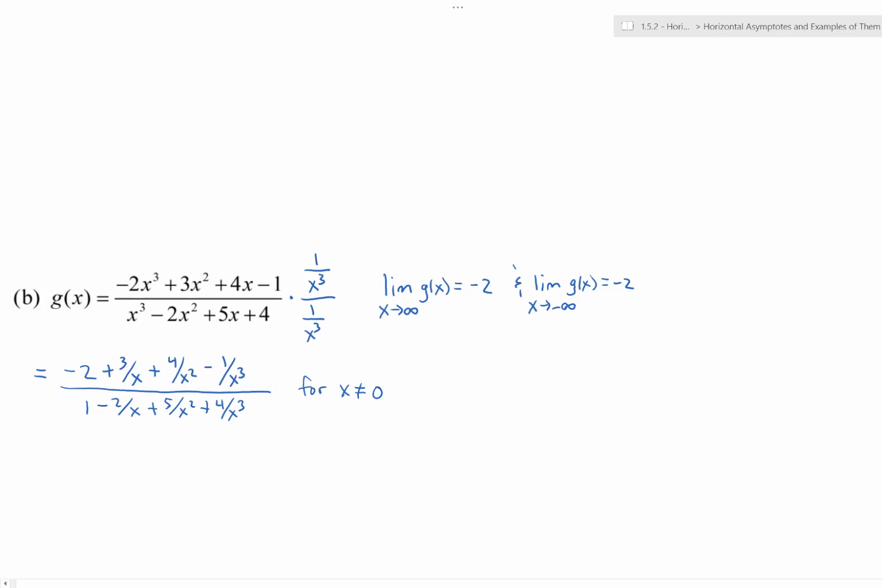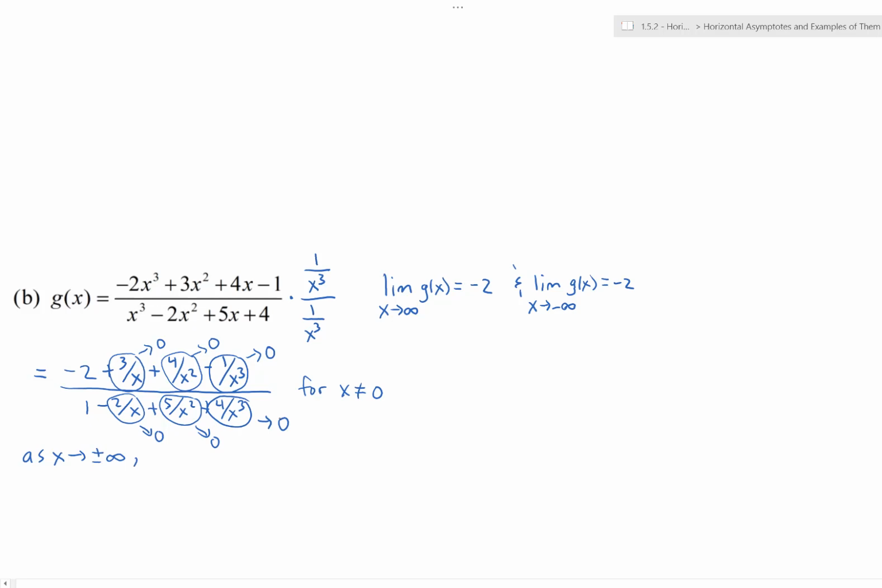And then I could take the limit. So notice now, as x goes to infinity or negative infinity, what's going to happen to this new form? Well, notice that any of those terms that has an x power in the denominator, they're all going to go to 0, right? So this term's going to go to 0, that term's going to go to 0, that's going to go to 0, and that's going to 0.